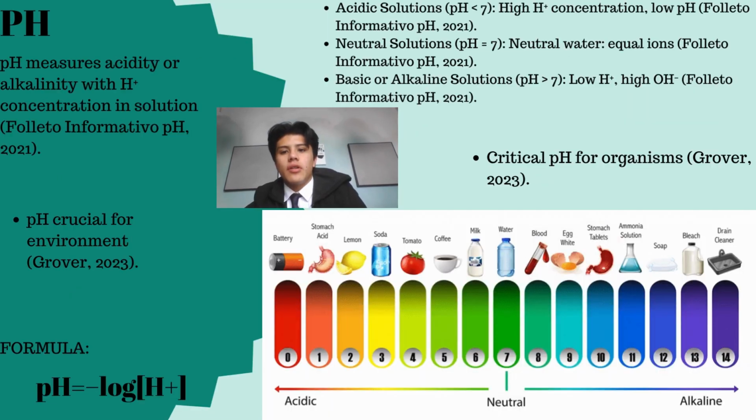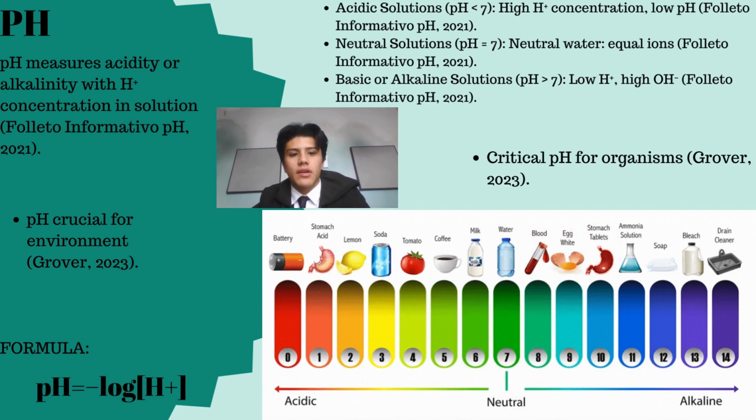pH is a measure of the acidity or alkalinity of a solution. It quantifies the concentration of hydrogen ions in a solution. The pH scale ranges from 0 to 14, with 7 considered neutral. Values less than 7 indicate acidity, while values greater than 7 indicate alkalinity or basicity. The pH of a solution is determined by the following formula that is in the presentation.